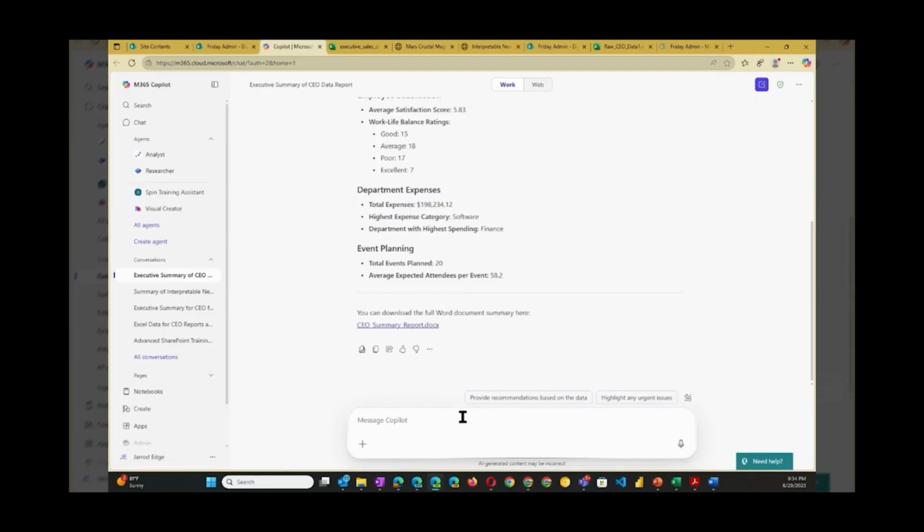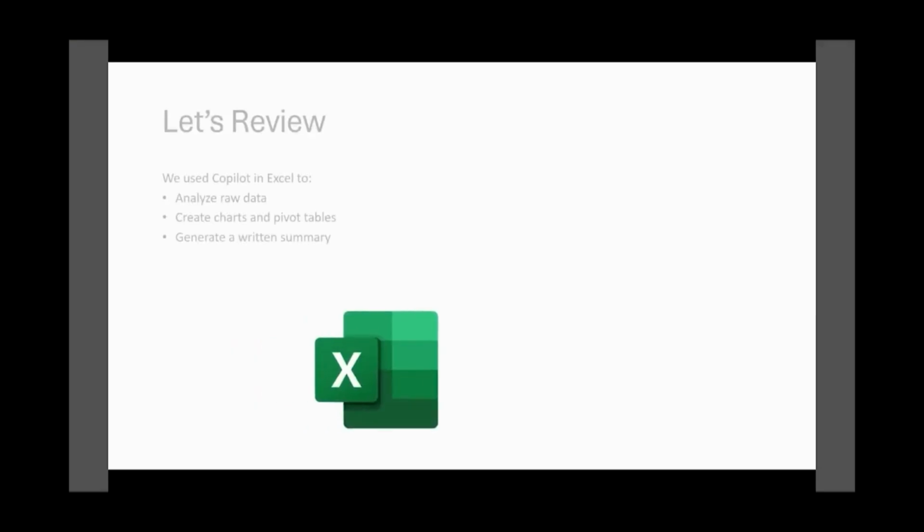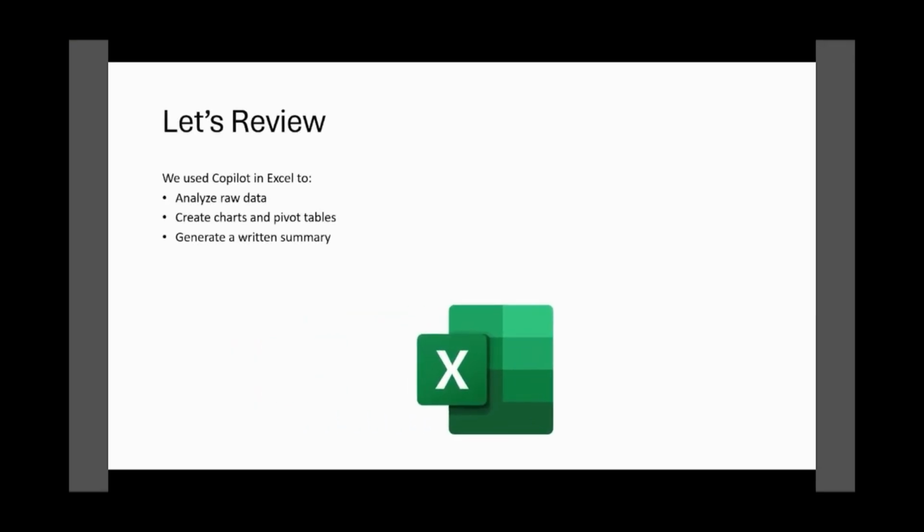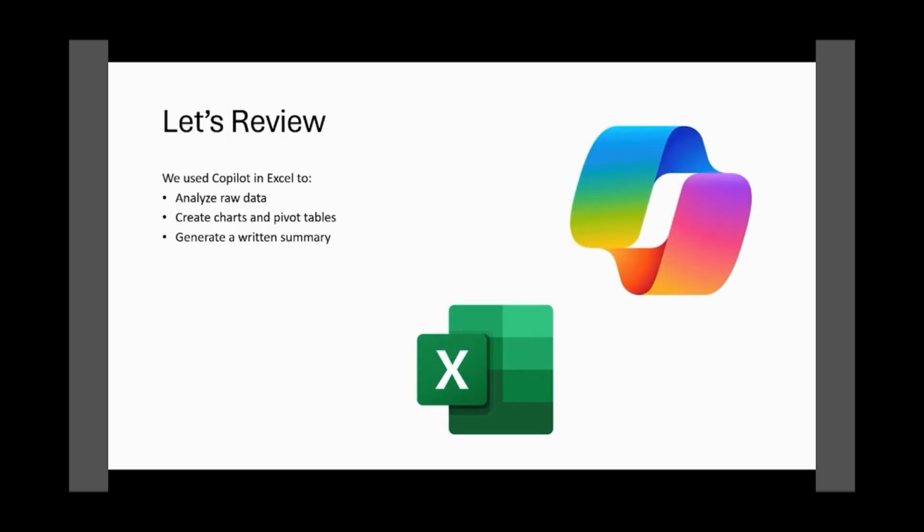We received a result and it's not bad. Let's revisit what we've seen in this presentation. We used Copilot in Excel to analyze raw data, create charts and pivot tables, and also generate a written summary. So, it's not that hard and it was helpful. If you are preparing for a meeting or building a report, Copilot will help you get it done faster.